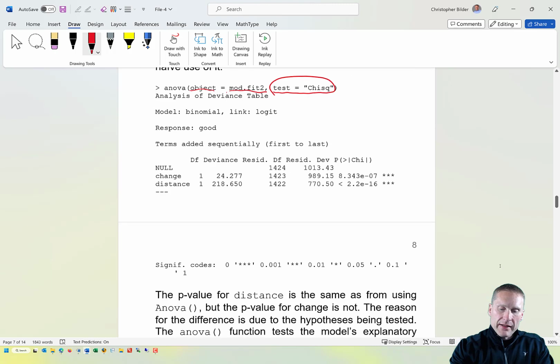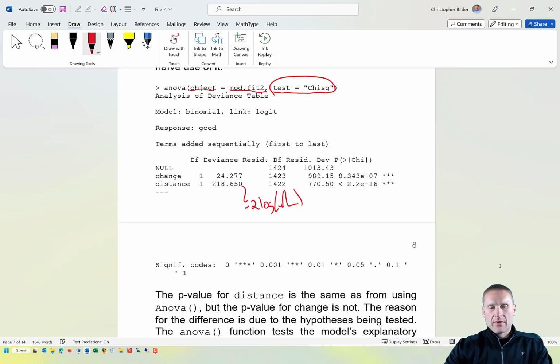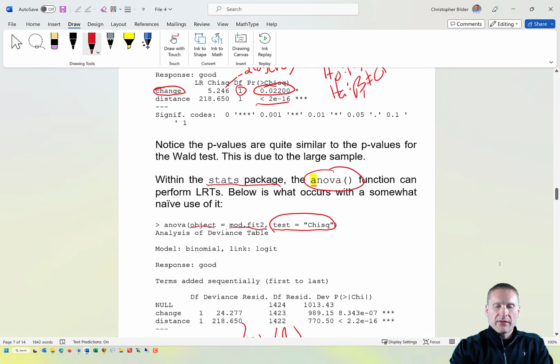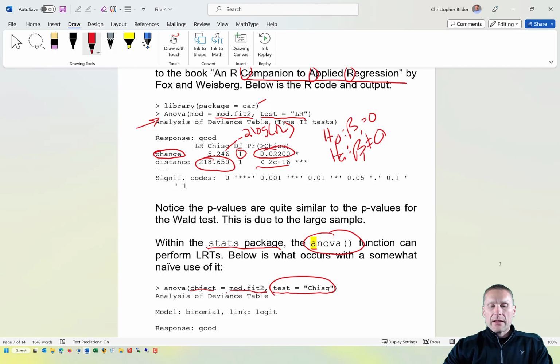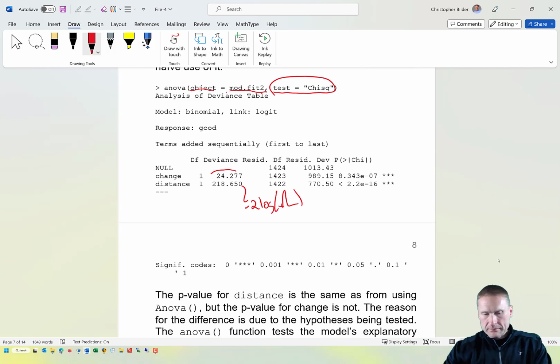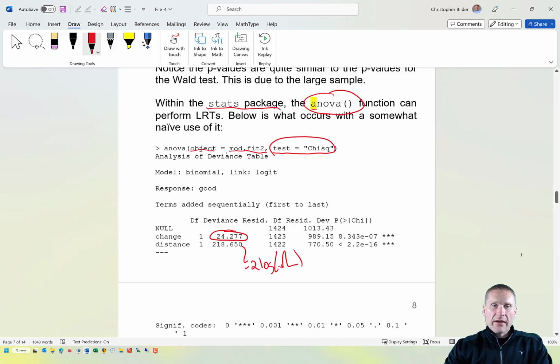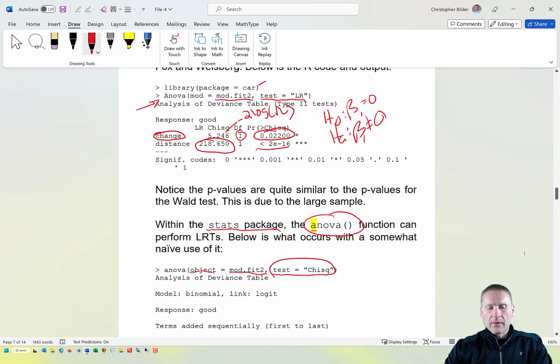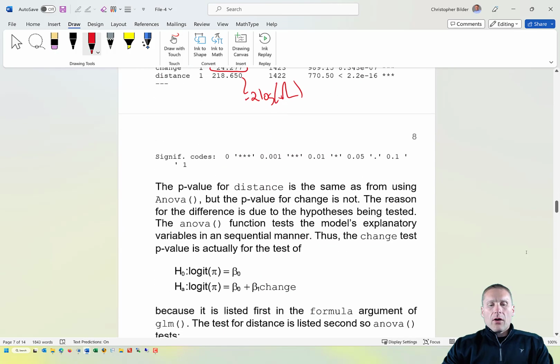So here's my -2 log lambda statistic for distance. Notice exactly the same as what we had before. Now, what is different is this right here. That's 24.277, but before we had 5.2. Well, why?